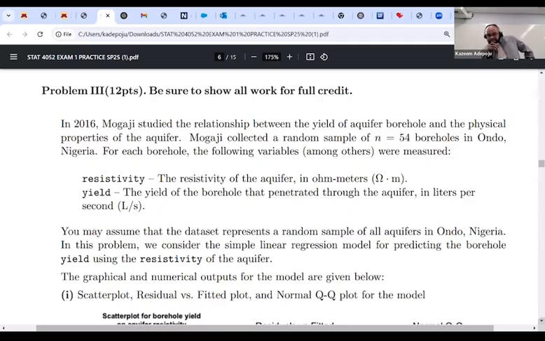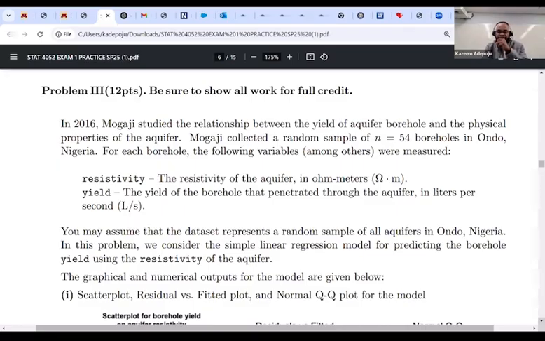In 2016, Mortgagee studied the relationship between the yield of an aquifer borehole and the physical properties of the aquifer. So Mortgagee collected a random sample of n equal to 54 boreholes in Ondo, Nigeria. For each borehole, the following variables, among others, were measured. They measured resistivity and the yield. Please pay attention to that. Resistivity of the aquifer in ohm-meters.